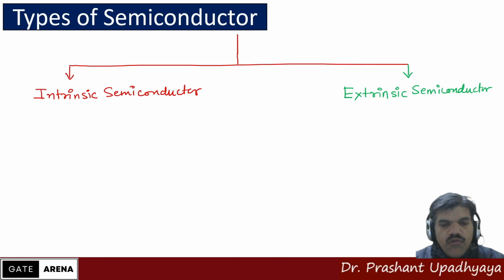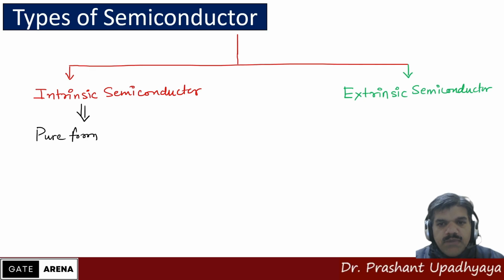Now, when we are talking about the intrinsic semiconductor, we say that an intrinsic semiconductor is the extremely pure form of a semiconductor. When we talk about purity, that means they do not contain any type of impurity. We refer to it as an intrinsic semiconductor. So, we can write: it is the pure form of a semiconductor.